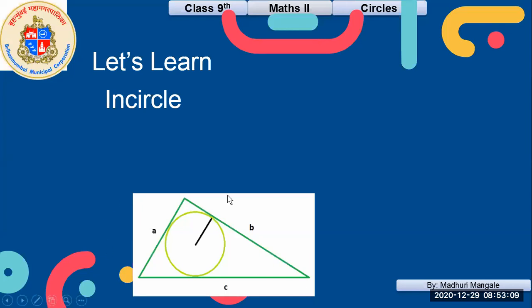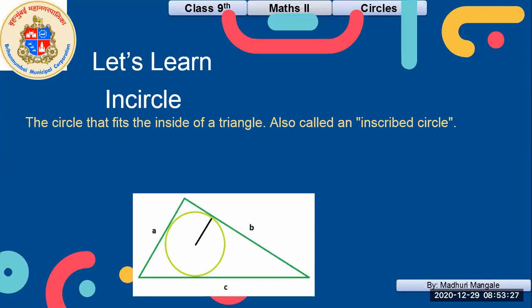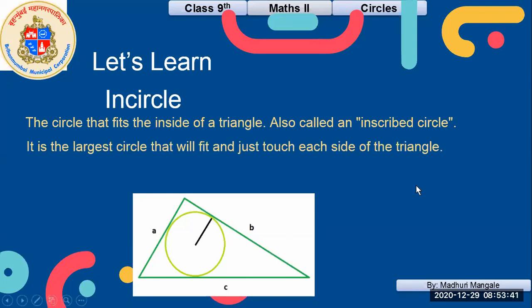So if you look at the picture here, in the word incircle itself, it explains it clearly, right? A circle which is inside a triangle is called an incircle. Let us look at a few properties of this incircle. The first thing is that the circle would fit inside the triangle. It is also called an inscribed circle, because it is inside.